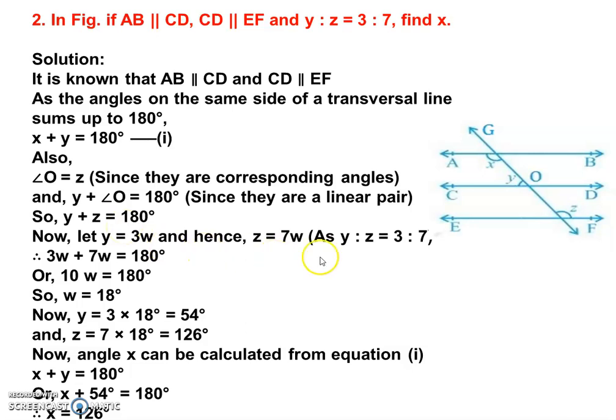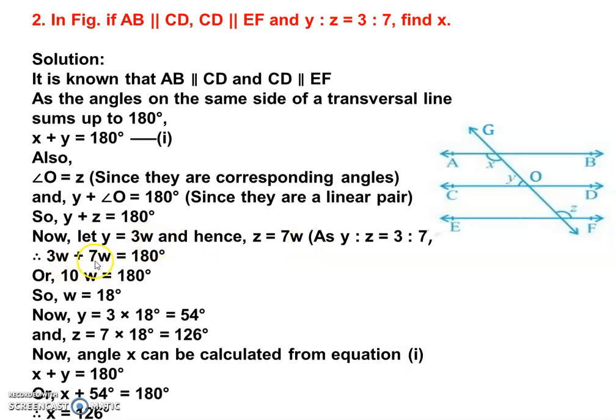Now the ratio of these angles, y is to z, is given as 3:7. So I can take the values as, normally we take 3x and 7x, but since here x is already a missing angle which we need to find out, I can replace it with any other variable. So here I have used w. So that w is the common multiple between these two. So let z be equal to 7w and y be equal to 3w.